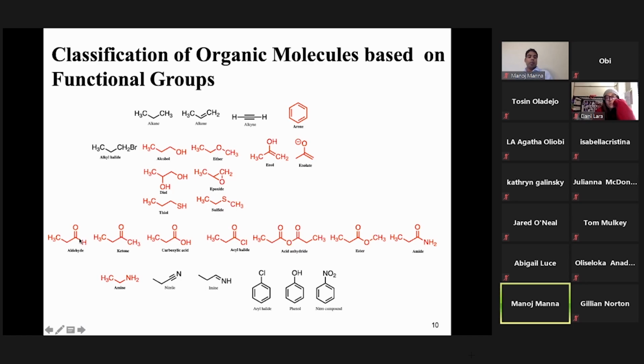Now, if we have C double bond O with an H, we call it aldehyde. If you have C double bond O between two carbons, it's a ketone. If you have C double bond O bonded to OH, carboxylic acid. If we have C double bond O with Cl, acyl halide. If you have two C double bond O units with this kind of bridge, that's an acid anhydride. If you have C double bond O with OCH3, ester, and C double bond O with NH2, amide. Besides that, we have a few more.